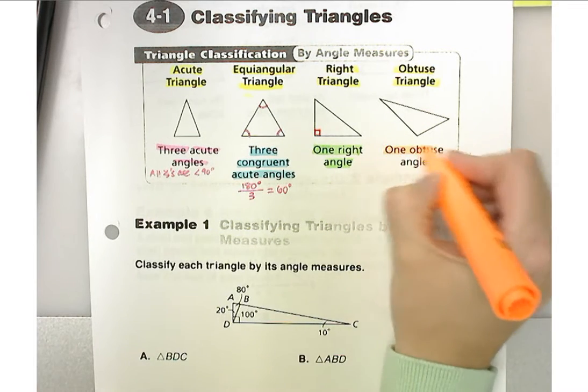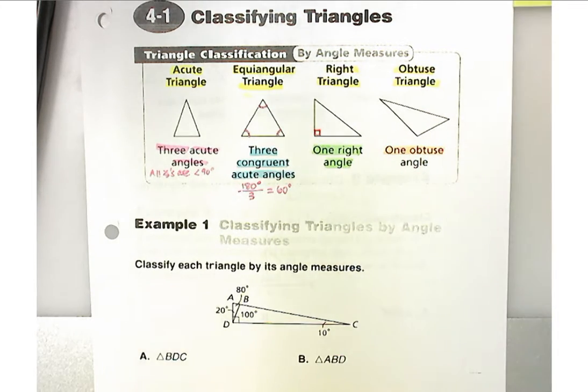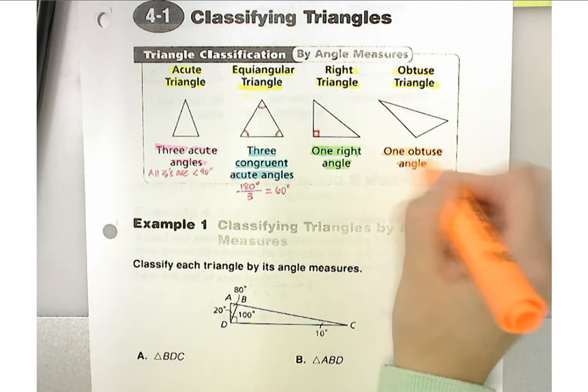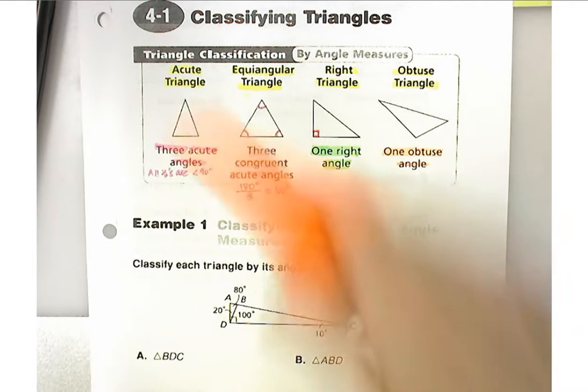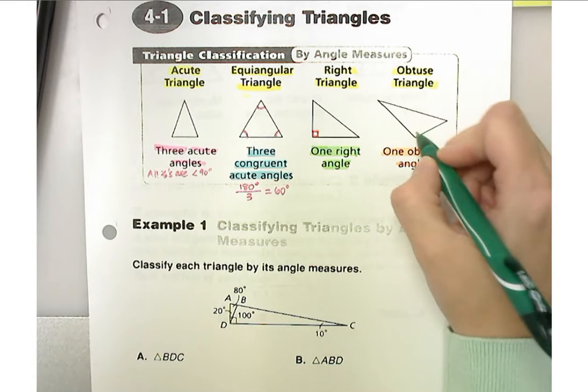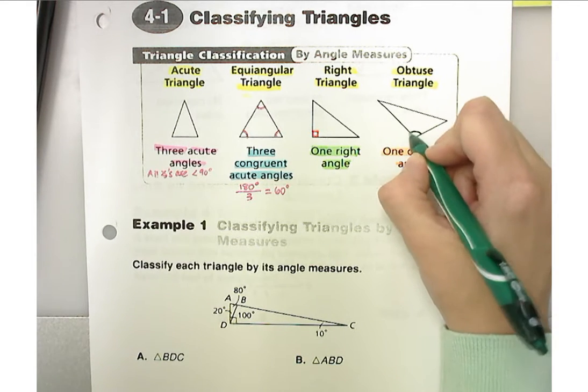So if you had more than 1 angle that was bigger than 90, that means those 2 together would be more than 180. And then if it's bigger than 180, it can't be a triangle. Okay, so your triangle is always going to have 180 degrees in it. So you're only going to have 1 angle that's greater than 90 and less than 180. Okay, so you're going to have 1 obtuse angle, and this one, it's this angle here.